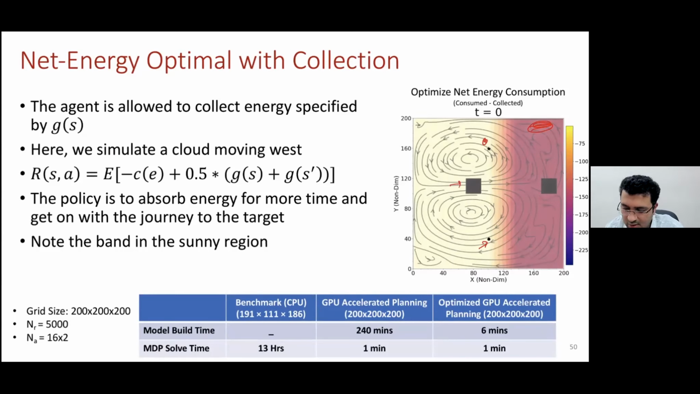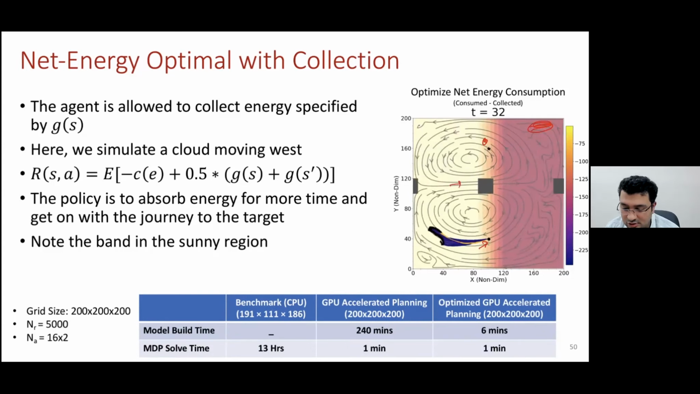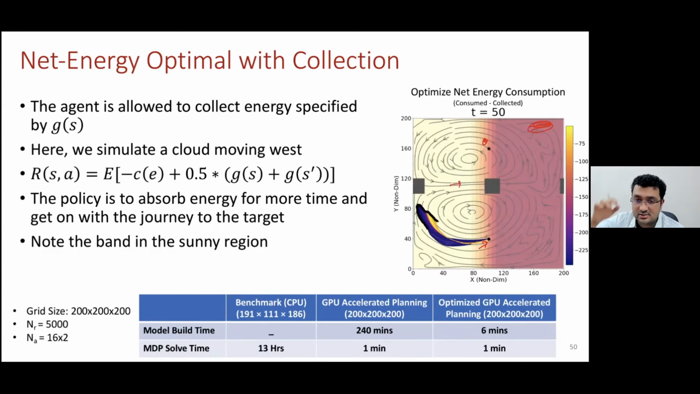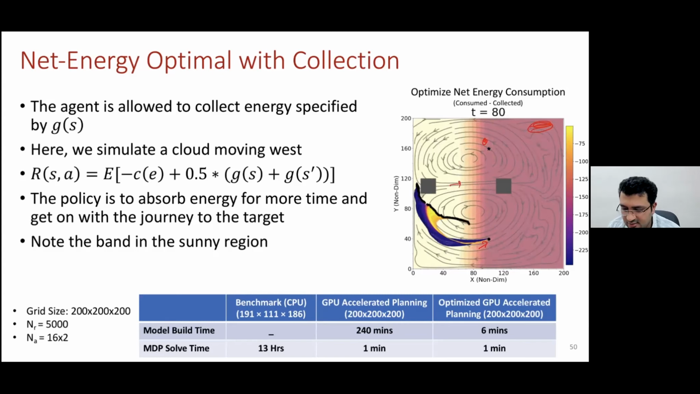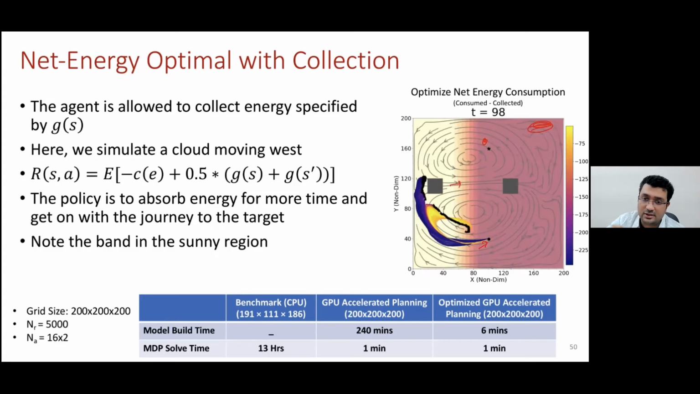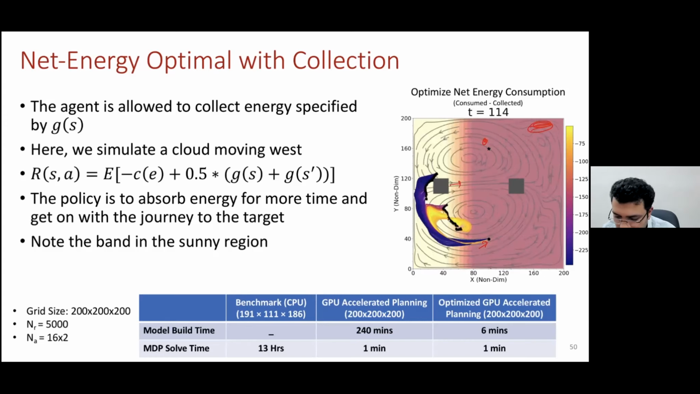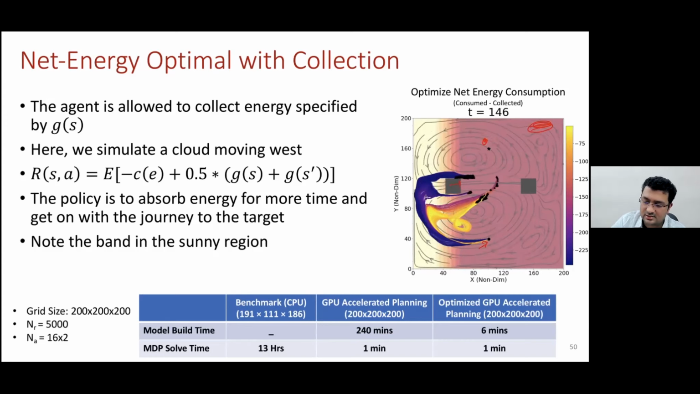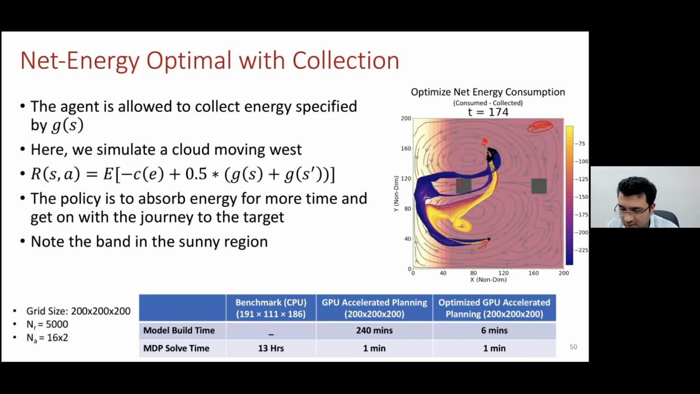And we can see it learns. The reinforcement learning agent, the MDP solution is obtained, and then it is simulated in 5,000 different scenarios. You can see that with the learned policy, all the agents tend to stay in the sunny regions as much as they can. They avoid the obstacles, and then reach the final location within the allowed time, such that the policy optimizes the net energy consumption.